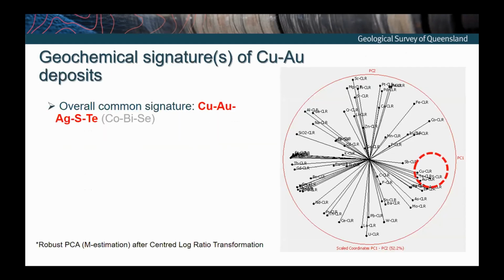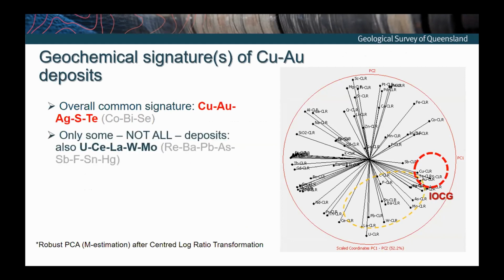So just quickly going through the joy of statistics. To quickly summarize, all of the IOCGs have a common signature in copper, gold, silver to various degrees, sulfur, tellurium, selenium. That's where the commonalities end, and everything else is more or less different. Only some deposits, very few actually, also have enrichment in uranium, light rare earths, tungsten, molybdenum. And that would make the bulk of the signature of Gawler Craton IOCGs, as well as arsenic, antimony, fluorine.